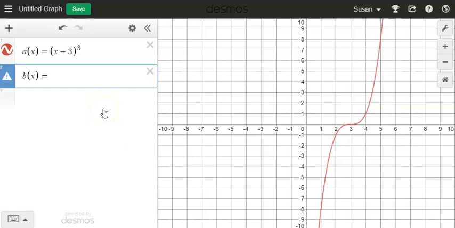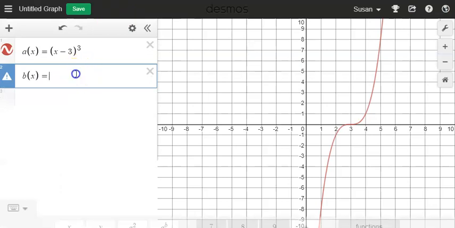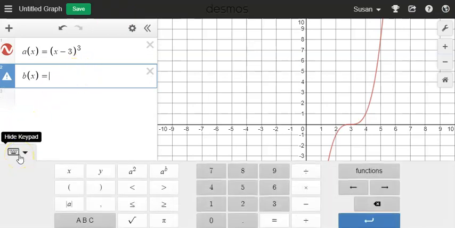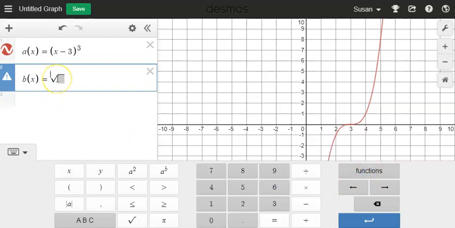So now we're to the last problem, and we're going to type our functions into the Desmos calculator to get a look at our two functions. You can kind of see that they're inverses before you even do the work. So a of x is equal to the quantity x minus 3 cubed, and then the other function was b of x, which is cube root of x plus 3. So to get cube root, click on the keyboard down at the bottom, click on functions, and then nth root, and then you can change this to cube root of x.